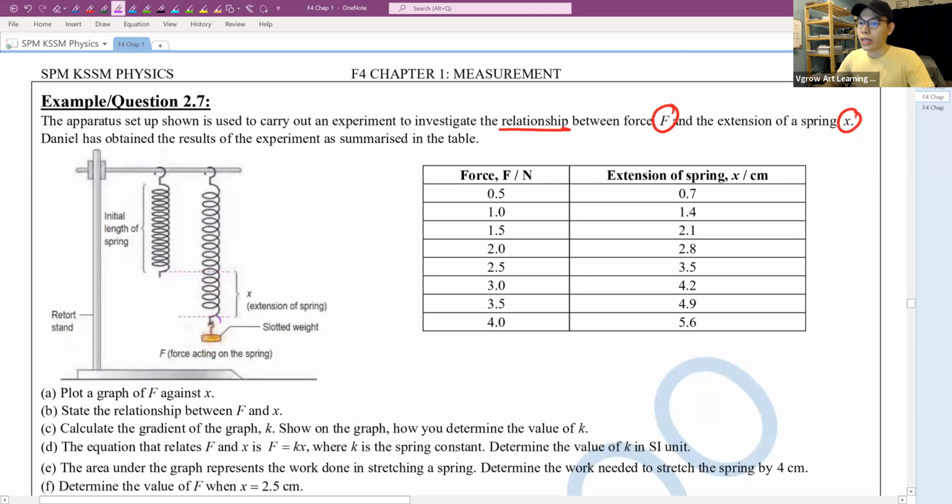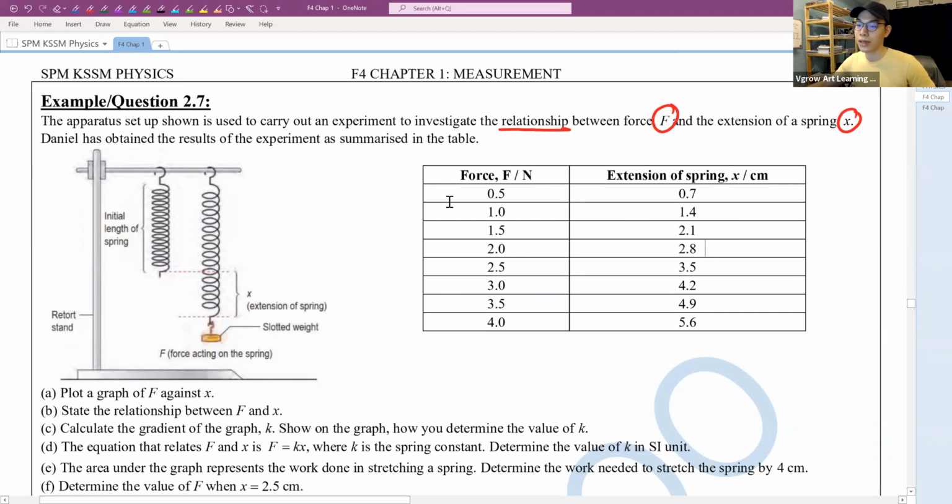So F is the weight that you put, right? So we look at the table for a while. You will notice that if I go and put a heavier weight, then the spring will extend more and more and more. Makes sense? Makes sense. I extend longer, then the extension of the spring also will be more. Okay. We look at part A.